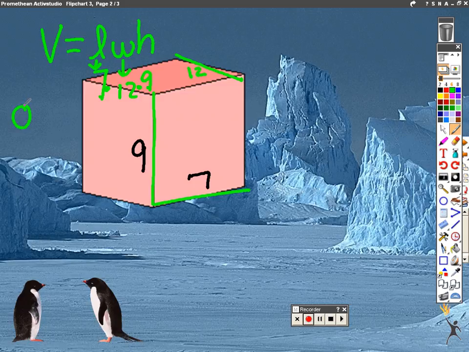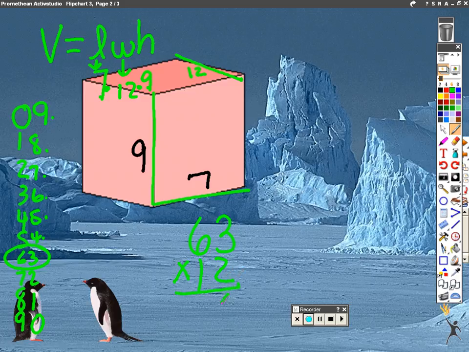9 times 7, I know that one just in case. Let me show you my trick again. I wrote the digits 0 to 9 on one side, and then I go backwards. I want to do 9 times 7. 1, 2, 3, 4, 5, 6, 7. 63. 63, and then the other number is 12 times 12.